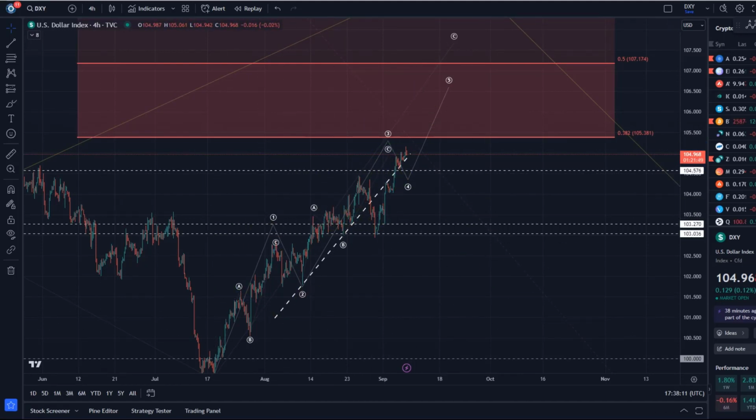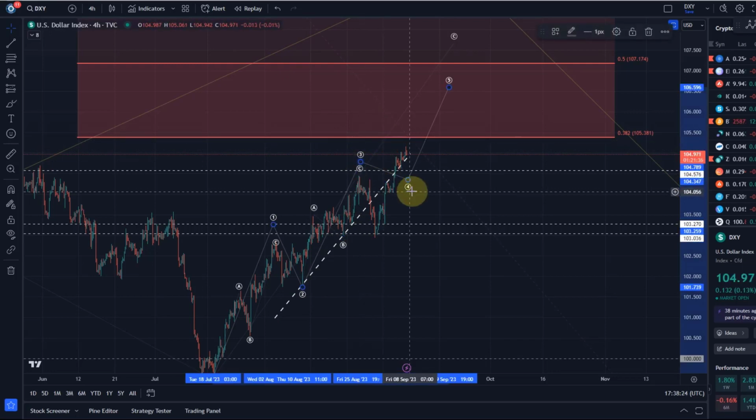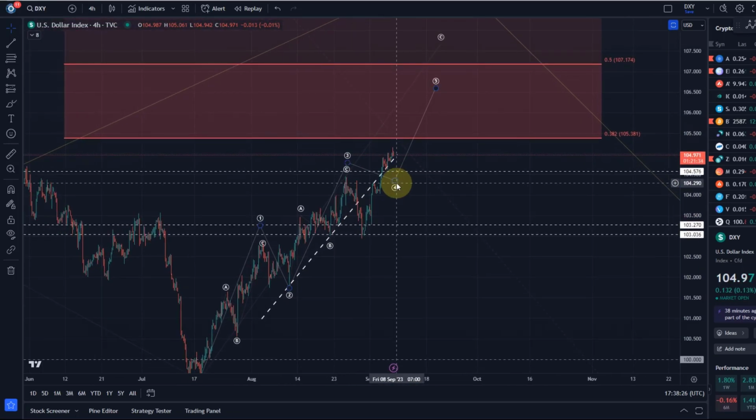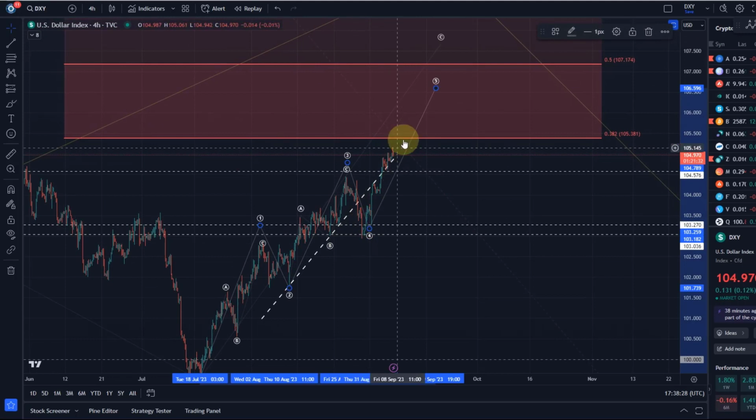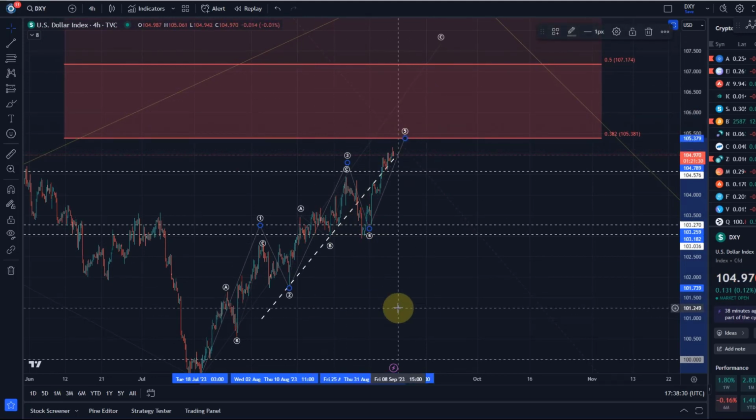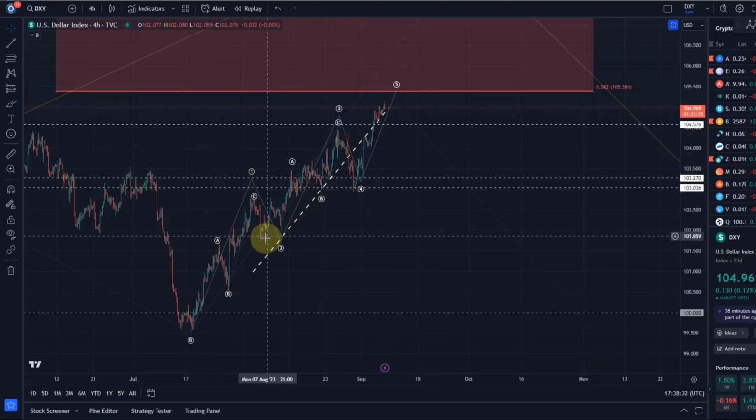Let's adjust the micro count, or the wave count here, because I did initially count it as some kind of a diagonal structure. Wave 1 in an ABC, wave 2 complete here, wave 3 in an ABC. And to be fair, probably wave 3 might have been finished here, wave 4 here, and then the wave 5 still in the making. But I don't like the look of it. There are some problems on the lower time frames when we try to count it like that.